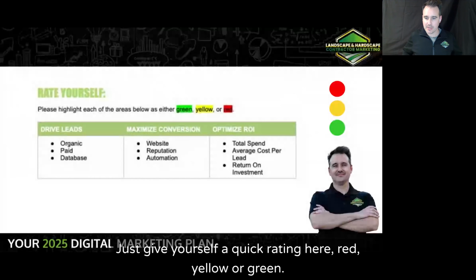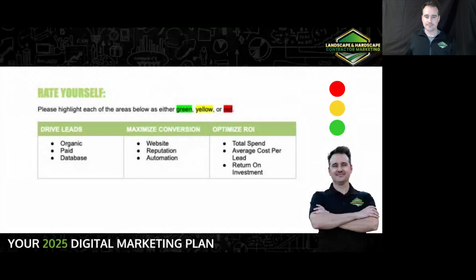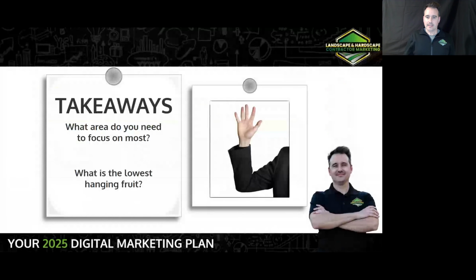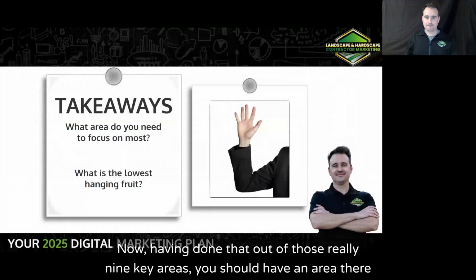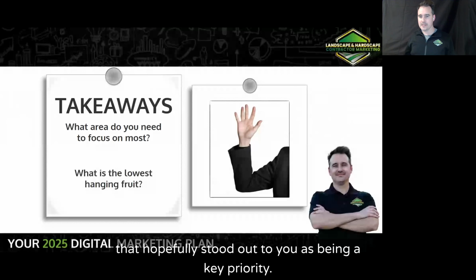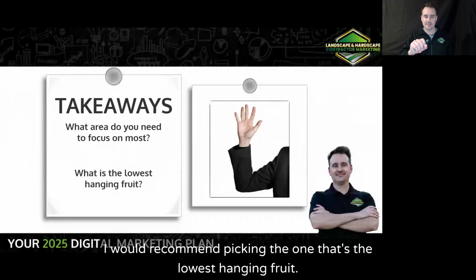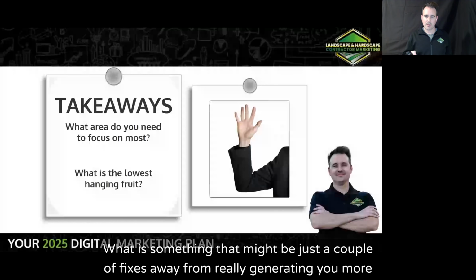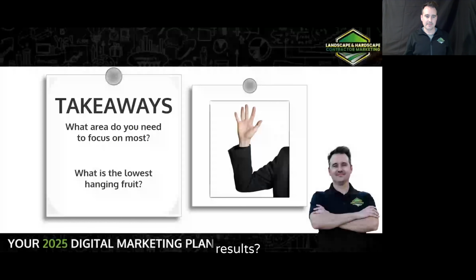So just give yourself a quick rating here: red, yellow, or green. Now, having done that, out of those 9 key areas, you should have an area there that hopefully stood out to you as being a key priority. I would recommend picking the one that's the lowest hanging fruit. What is something that might be just a couple of fixes away from really generating you more results?